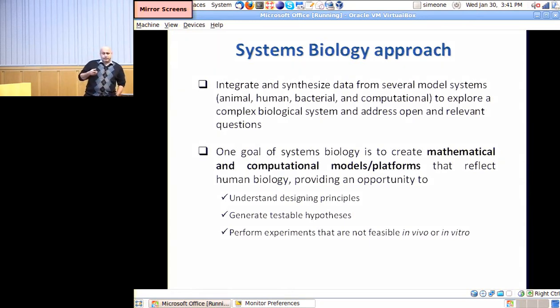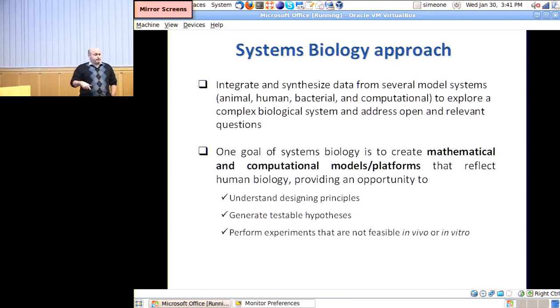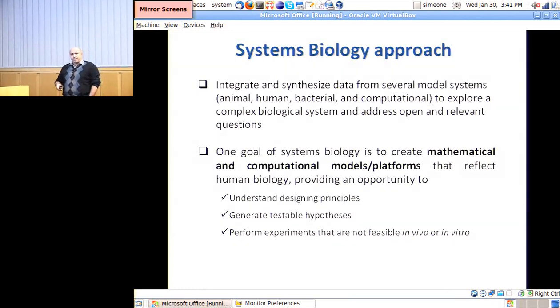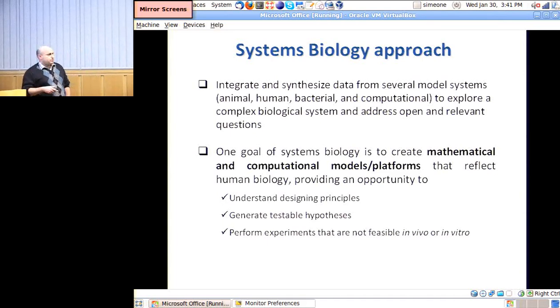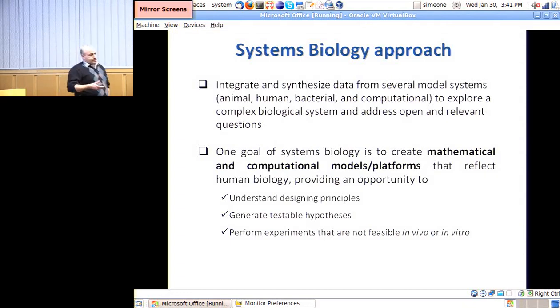One of the goals, and that's my goal, is to build a mathematical and computational platform that, first of all, reflects human biology, and can give us an opportunity to understand some basic principles governing these systems, and then generate testable hypotheses or perform experiments with the mathematical and computational model that cannot be performed in vitro or in vivo. This is a general definition and why we do it.